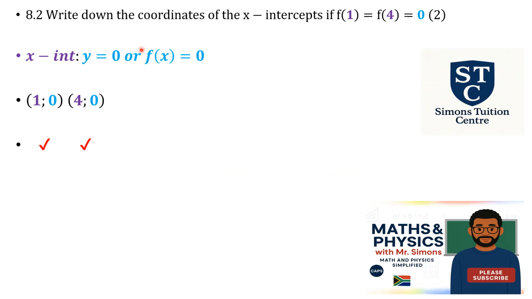Then write down the coordinates of the x-intercepts. If f of 1, so x is given as 1, equals f of 4, where my x value is 4, equals 0. Technically I'm saying f of 1 equals 0 and f of 4 equals 0. So when my y value is 0, these are x-intercepts. So my x-intercepts are 1 and 0 and 4 and 0.